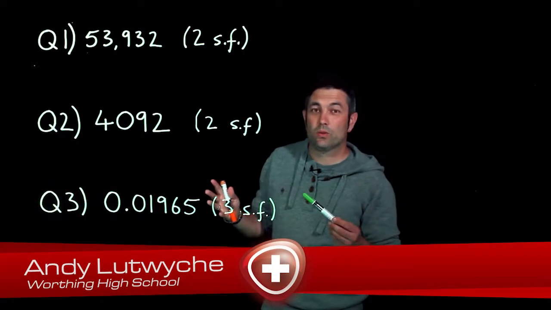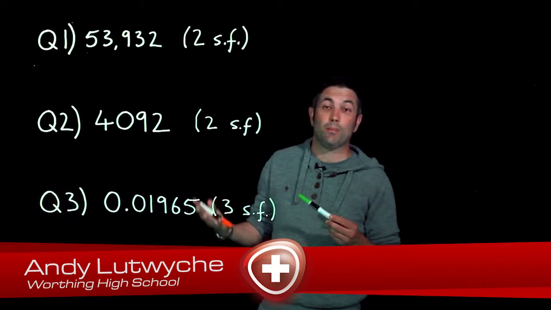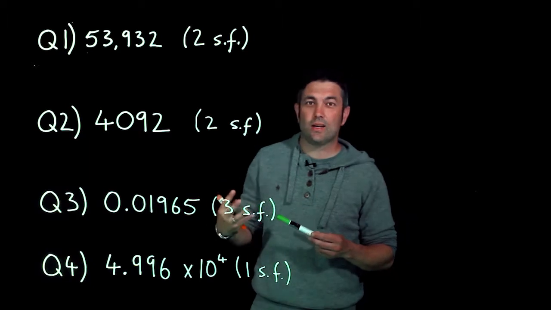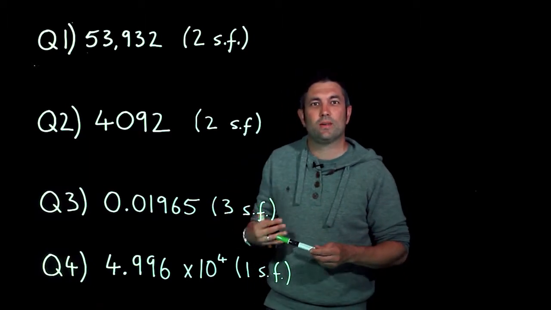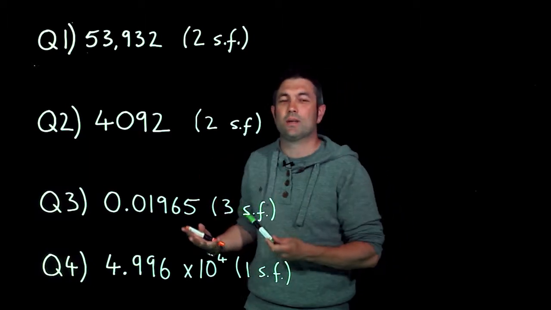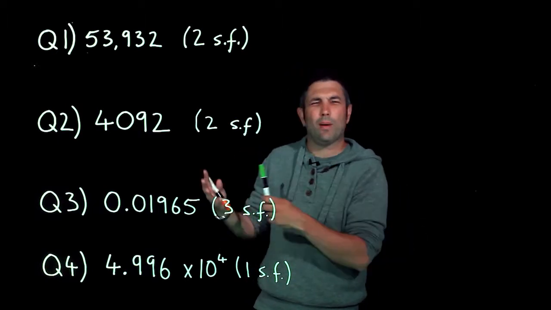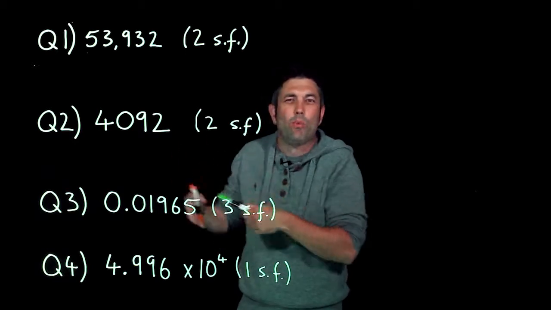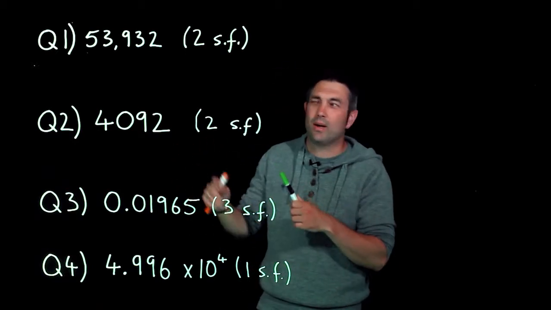Now, in these questions, we've been asked to round some numbers to a certain amount of SF. If you're not sure what SF means, that's significant figures. Significant means they're important, they mean something in the number. Although all numbers mean something, we have more important ones than others, and you'll see what I mean in a second.